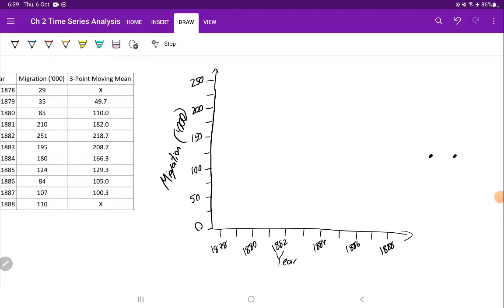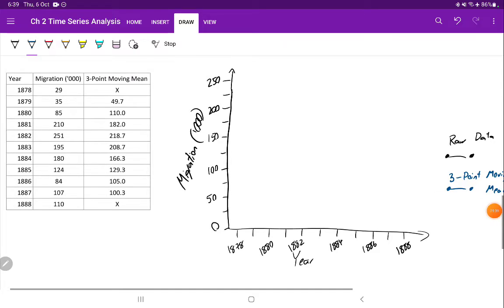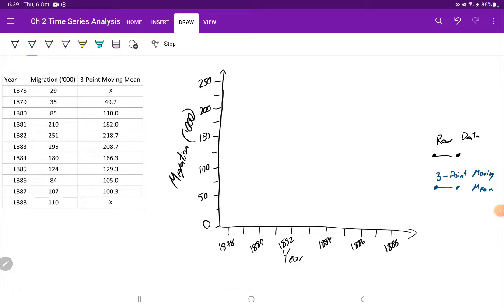Now, because I'm going to be drawing two different lines, I need to actually explain that on my picture. So this is my raw data, and then in blue, I'll do my smoothed data, or my 3-point moving mean. It's a really common way of actually smoothing data because it gives you a better idea of trend overall. So let's start plotting my original data.